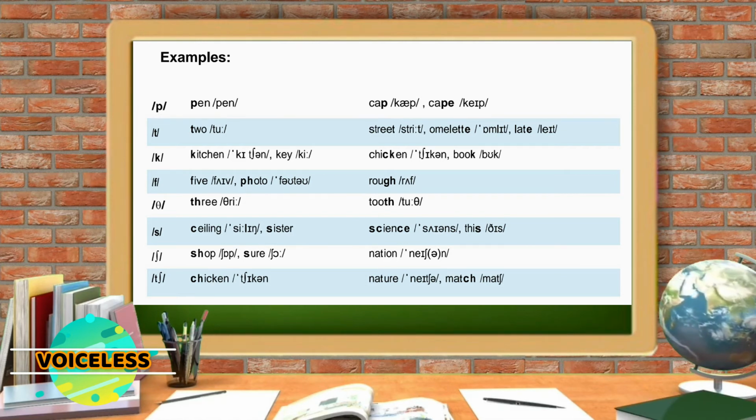S for ceiling, sister, science, and this. Sh for soft, sure, and nation. Ch for checker, nature, and match.